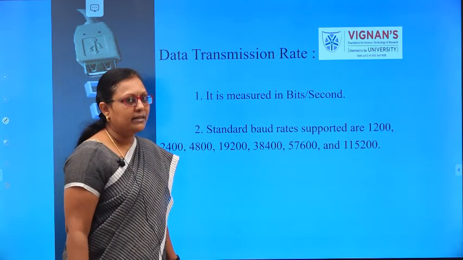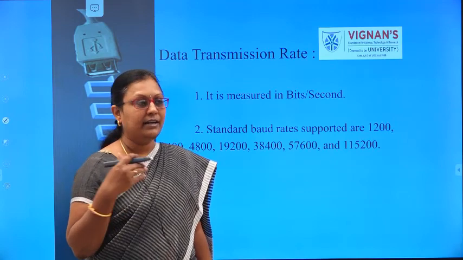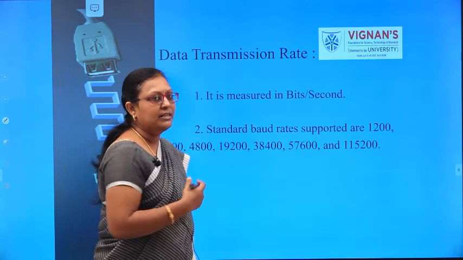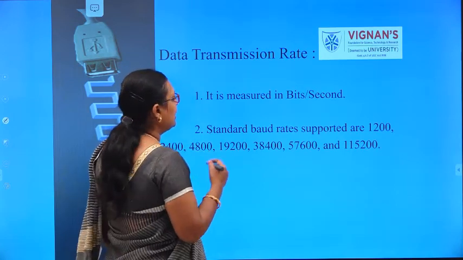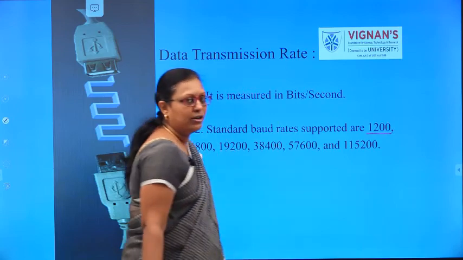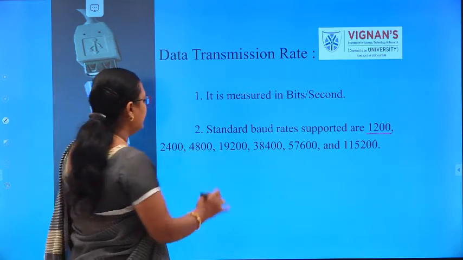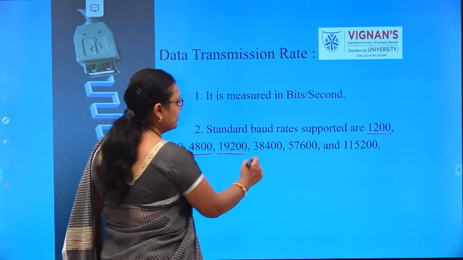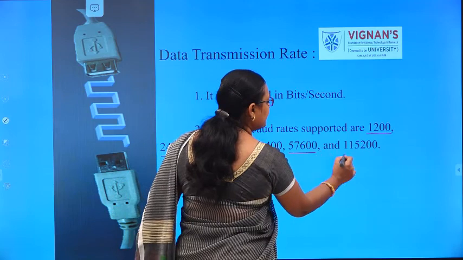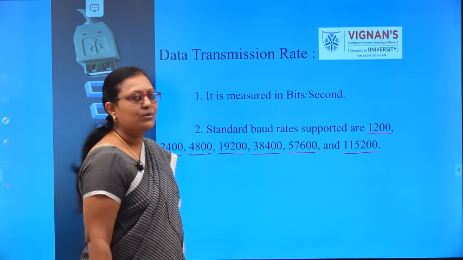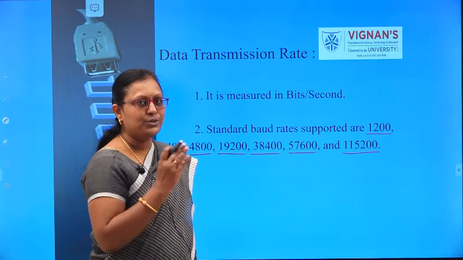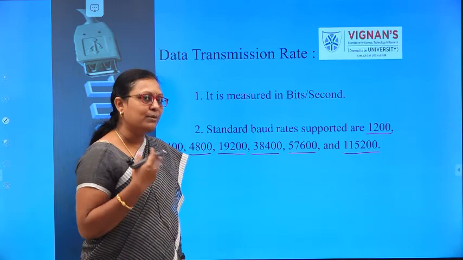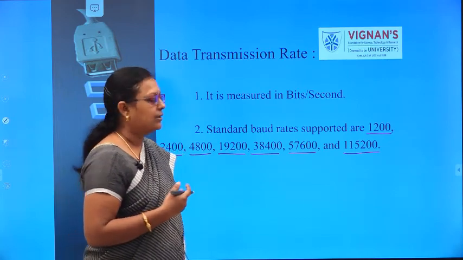Now coming to the data transmission rate: the rate at which your data is transmitted per second. It is measured in bits per second. We have some standard baud rate levels for data transmission: 1200, 2400, 4800, 19200, 38400, 57600 and 115200. These are all the standard baud rates which are supported. Here we are going to use up to the 9600 baud rate level.